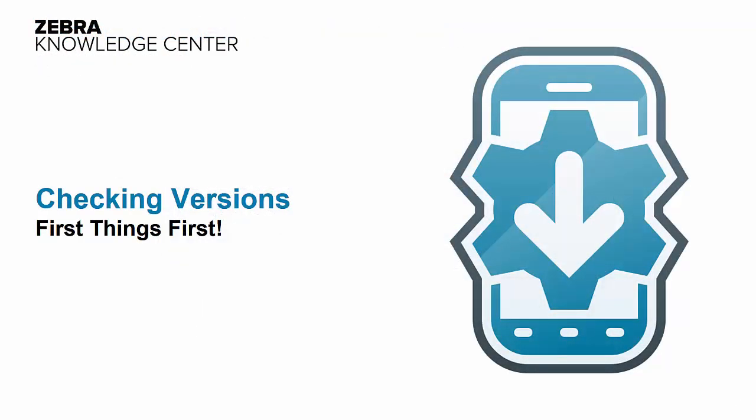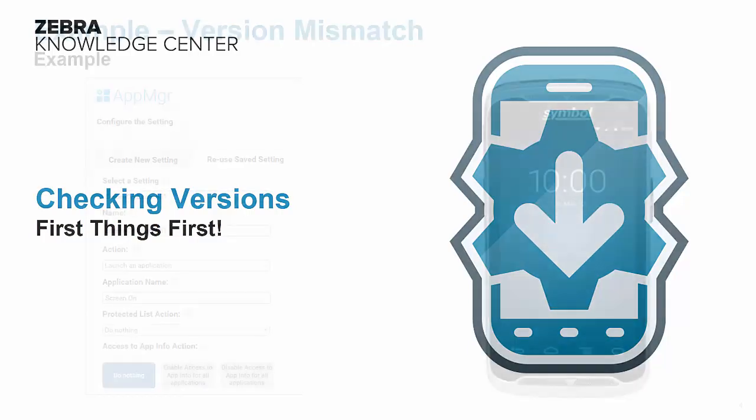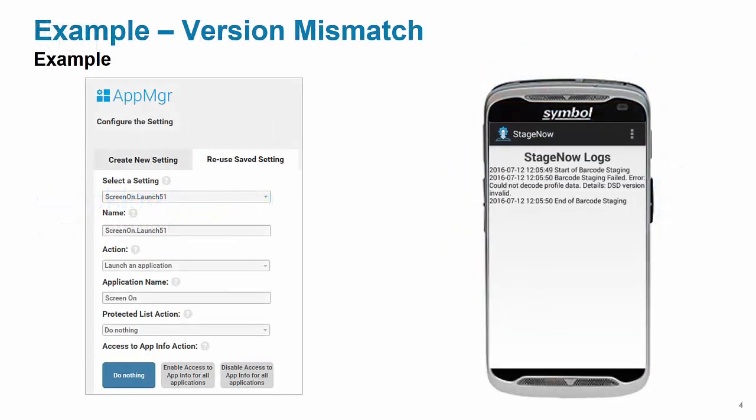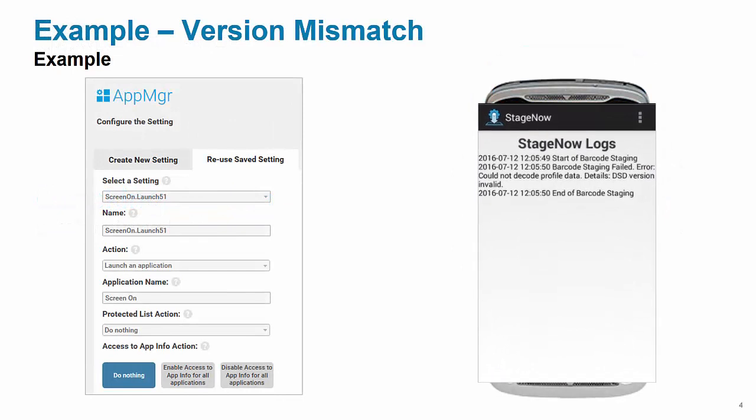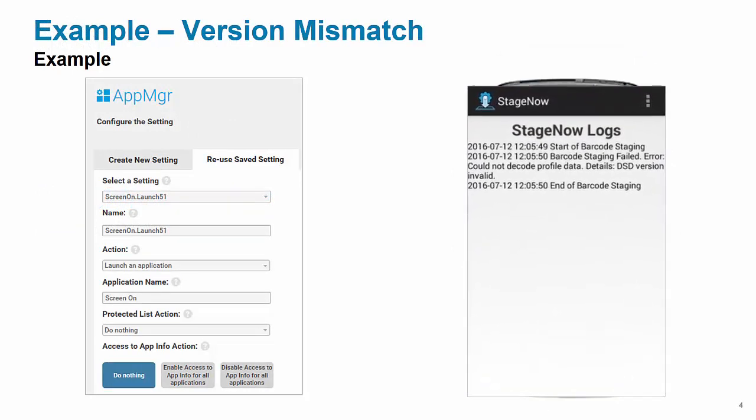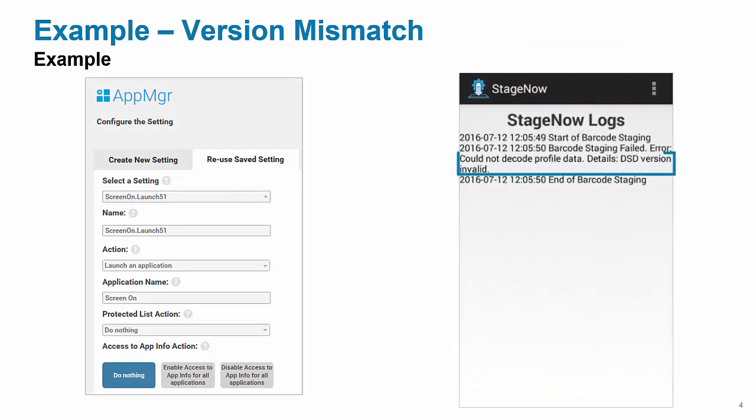Before engaging in any troubleshooting, you absolutely want to ensure that all the components involved have the right versions. Let's take a look at how to do this and why it is important. Consider this example. A profile with a single step using App MGR CSP fails with a "could not decode profile data" error. What is going on? See the DSD version invalid?